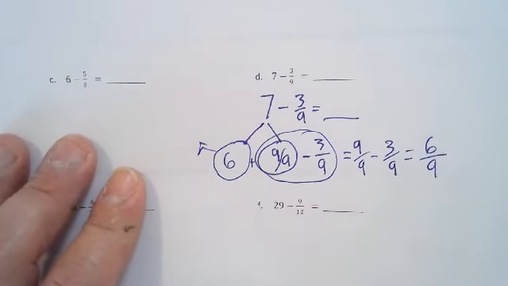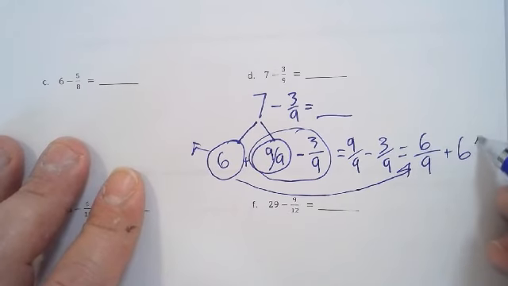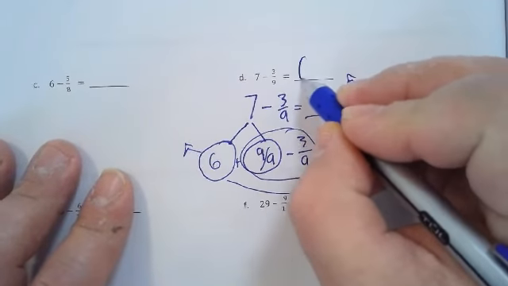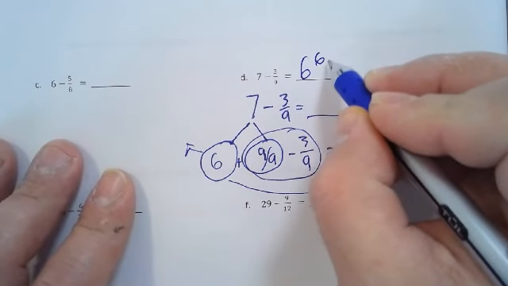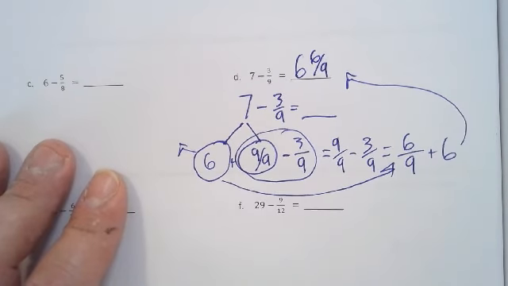All right? And then I'm going to bring my 6 back, and I'm going to put my answer back up here. 6 plus 6/9 is 6 6/9. Okay? That's all there is to it.